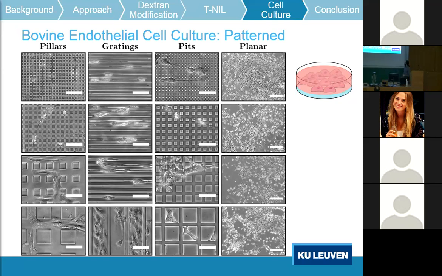But then the cells had a rather interesting interaction with the patterned regions of the films. And what I was observing was that the cells seem to attach in the regions of lower roughness in these patterns. So in between the pillars, in between the gratings, in these grooves, and in the pits or between the pits like that. And what was even more interesting was that it seemed that depending on the size of the features and the spacing of the features, there was an influence on how the cells would interact with the surface.